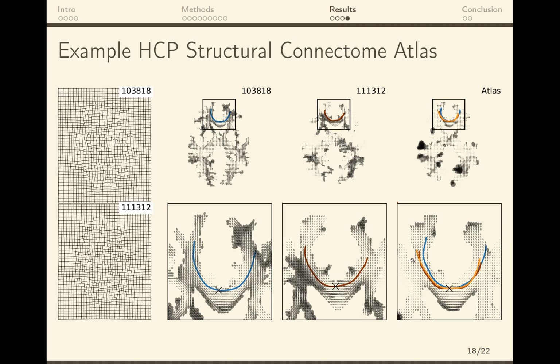We take tractography from each of the sample metrics, and we map that into atlas space. The orange curve here is a geodesic in atlas space, and we can then look at how well those match with the subject tractography.